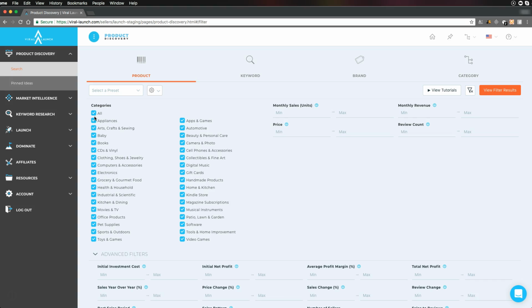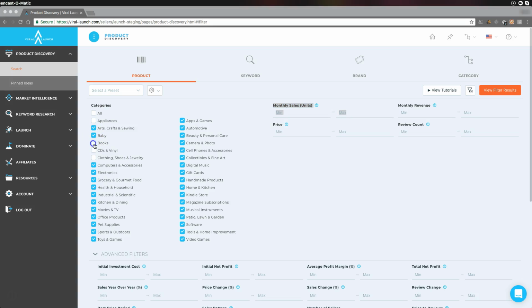It's super, super easy to start selling on Amazon, but some categories are gated, and Amazon does that for their own legal purposes and essentially just to prevent people from abusing the system. So when it comes to categories, you want to uncheck the ones I'm unchecking right now. You don't want to sell books.